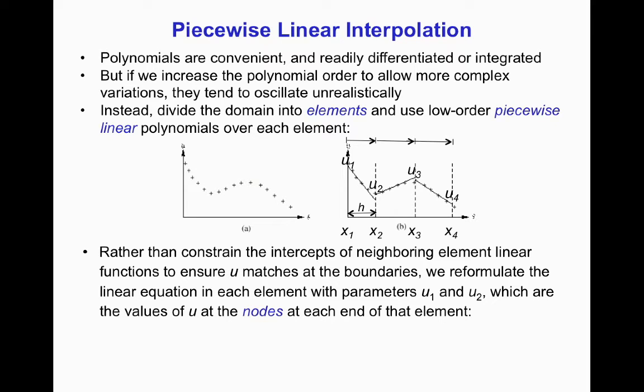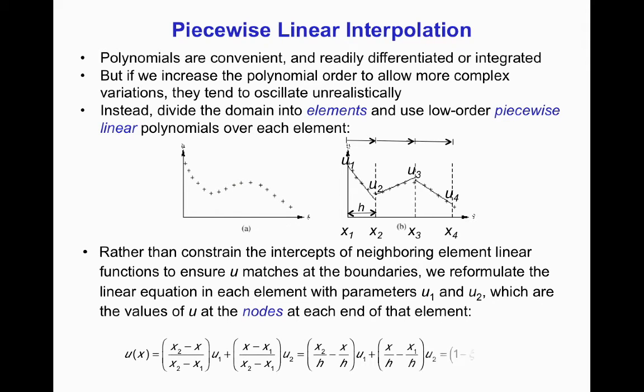And we call these endpoints or vertex points the nodes of each element. So for example, if we wrote that u of x is (x2 minus x) over (x2 minus x1) times u1 plus (x minus x1) over (x2 minus x1) times u2, then this formulation will naturally lead to a linear variation between u1 at x equals x1 and u2 at x equals x2. We could reformulate that by normalizing, noticing that x2 minus x1 is the length of the element h in the x direction, and so this would be x2 over h minus x over h times u1 plus x over h minus x1 over h times u2.